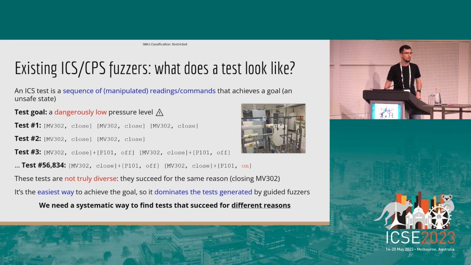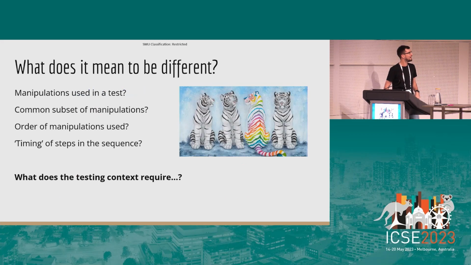But to make things more complicated for these kinds of systems, there are actually many different ways to be different. So what do you actually mean to be different in a precise sense? Are you talking about using the same manipulations across your sequence of steps? Are you talking about having a common subset? Are you talking about using the same order in the sequence? Do timing conditions make a difference? Ultimately, there is no firm answer because it depends on the testing context.